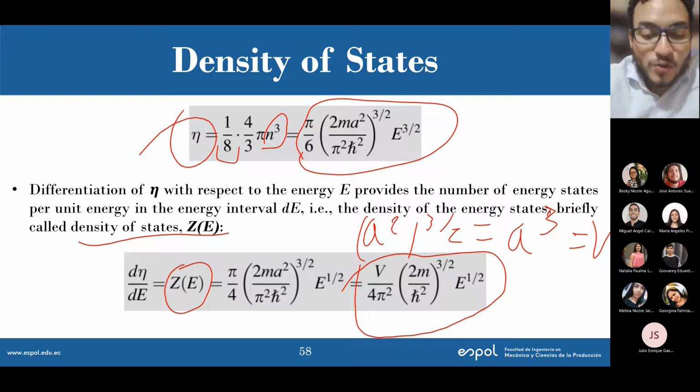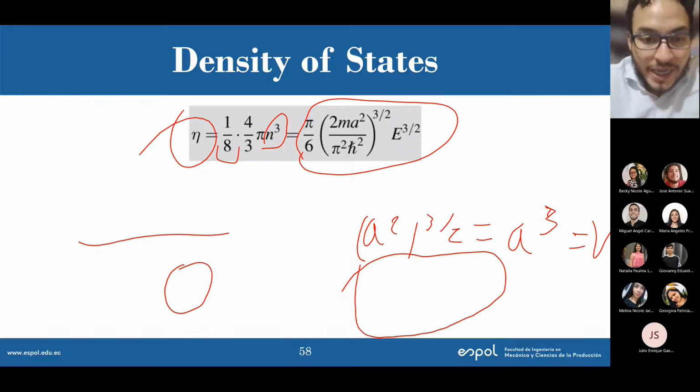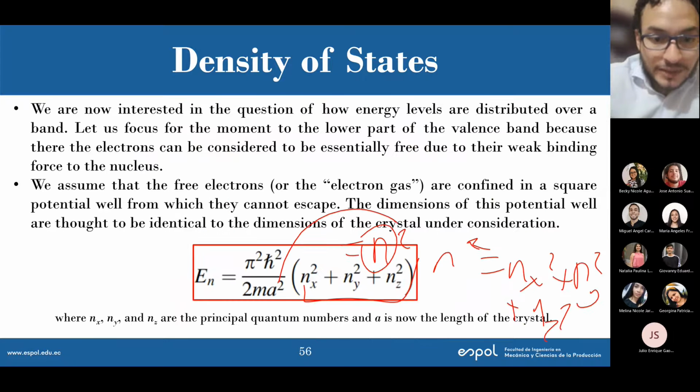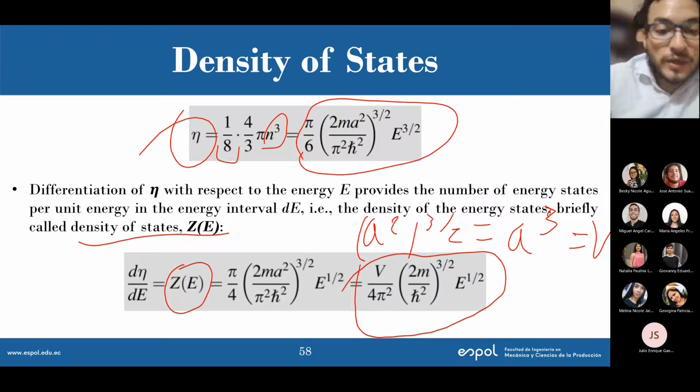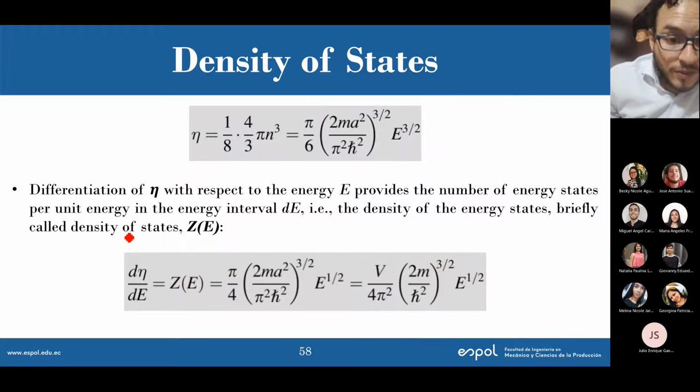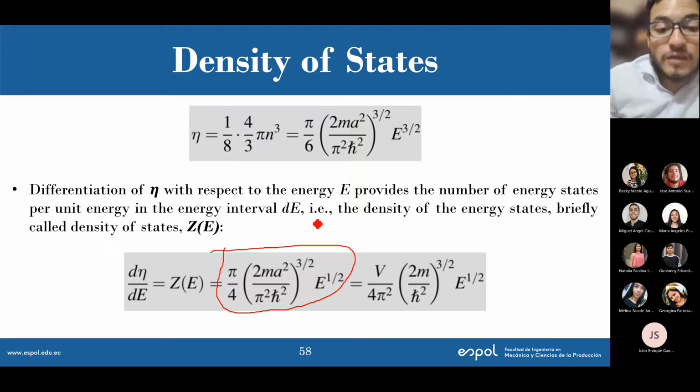So the lattice cube, we're assuming we have a cubic lattice, right? Remember, we were calling A the length of the crystal, so we're assuming a cubic crystal. If you assume a cubic crystal, then you get this. If it's not a cubic crystal, you can stop there, and that will be your density of states. If you have a cubic crystal, then you just replace A cubed with the volume, because you know that A cubed is the volume, and you get that.